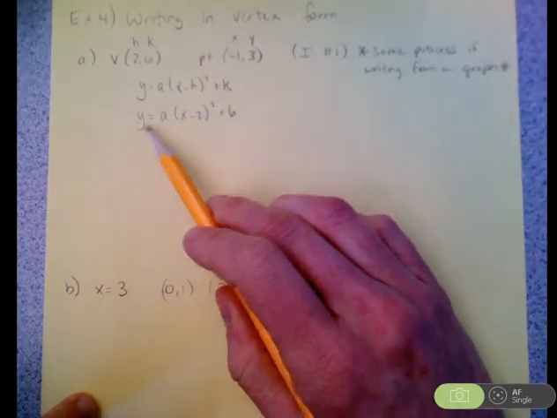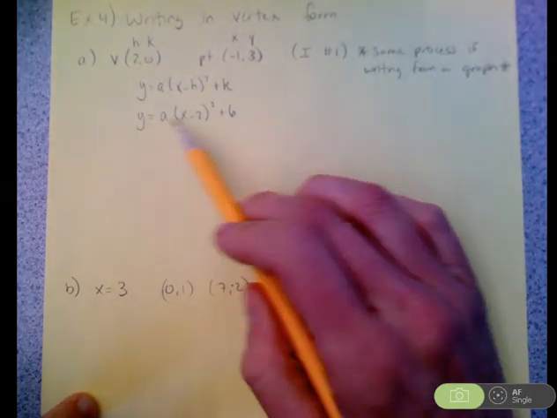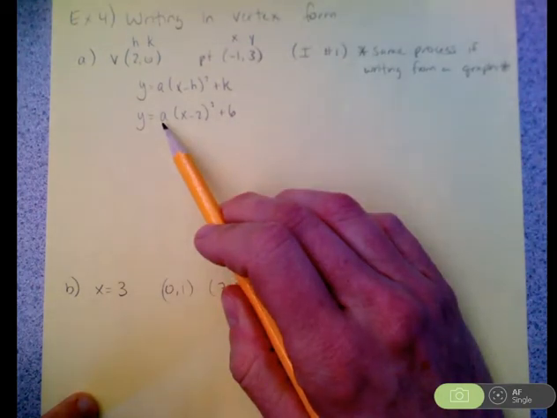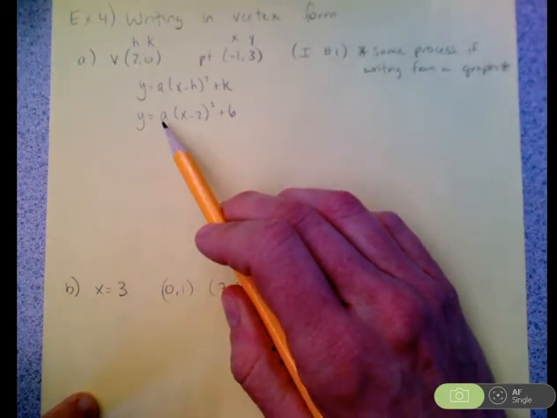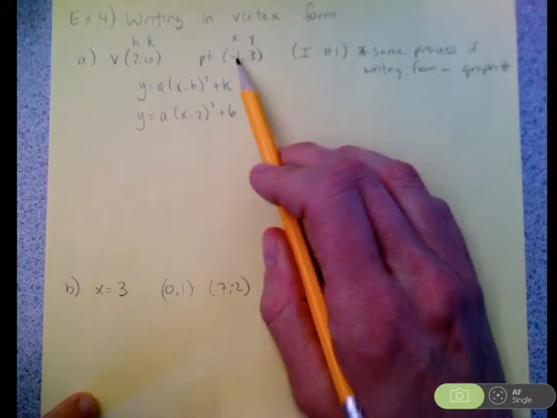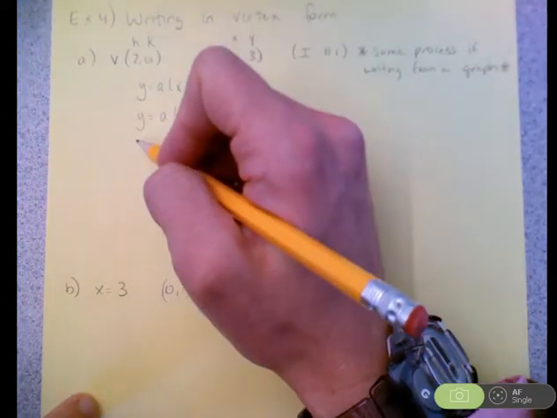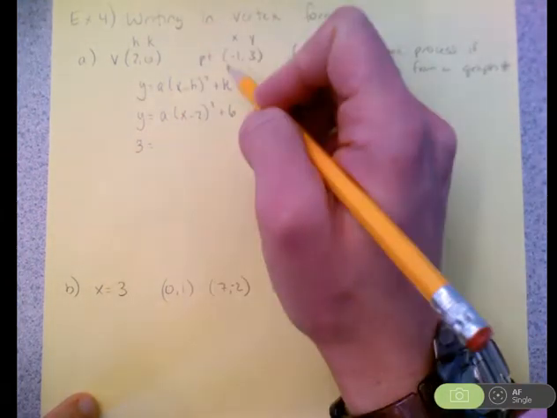This is what our final vertex form is going to look like, except a is going to have to get filled in. So we're almost done. But we need to use this x and y in order to fill in this a. So now I'm going to plug in 3 for y and then negative 1 for x.